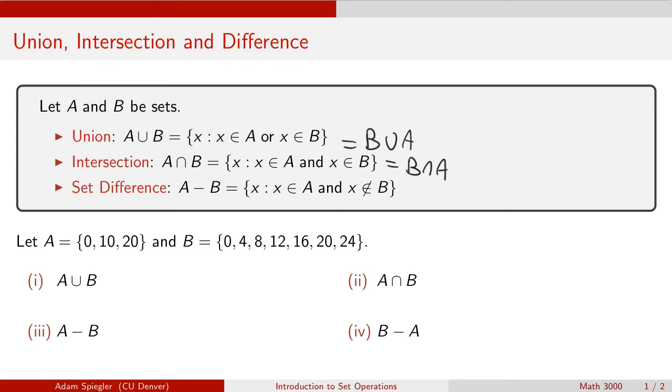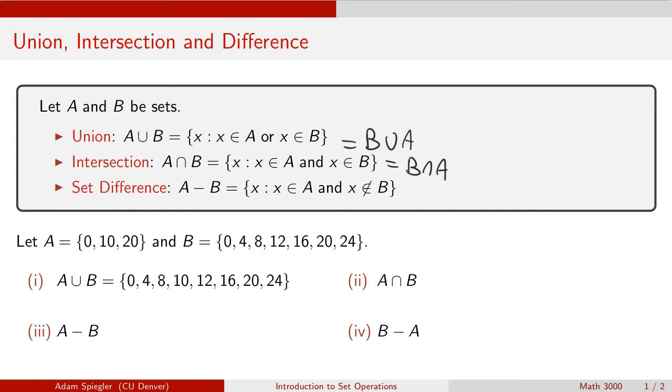So basically, we just combine all of those sets together, and if an element occurs in both A and B, we only list it once, right? We don't list it two times. So these are all of the elements that either appeared in A or they appeared in B, or maybe they appeared in both of those sets.